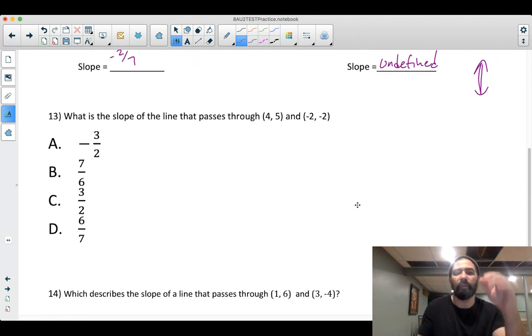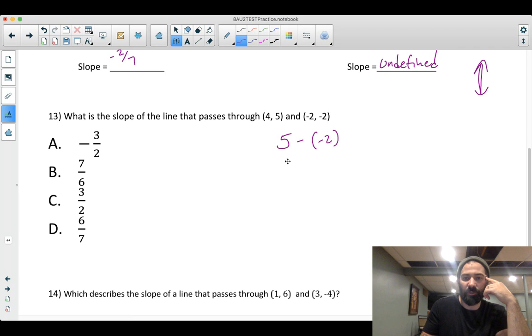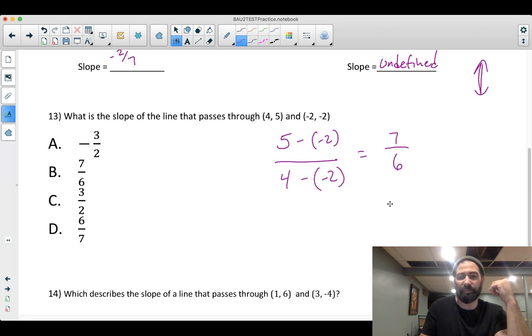Okay, we're doing the same thing here. Now you have multiple choice. y1 minus y2 over x1 minus x2. 5 minus -2 is 5 plus 2, which is 7. 4 minus -2 is 4 plus 2, which is 6. 7, 6, which is our B. x1, y1, x2, y2.